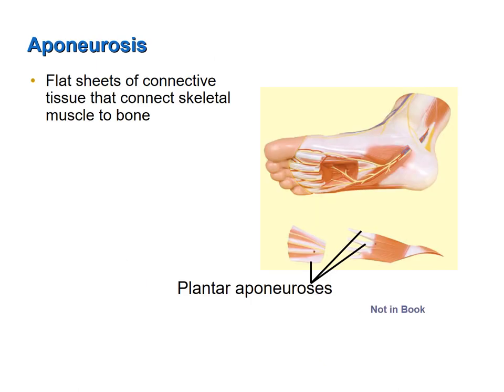In certain parts of the body, the epimysium forms flat sheets of connective tissue that attach muscles to bones rather than cords. And we call these structures aponeuroses. They have the same function and they are made of the same material as tendons. They are simply flat sheets rather than cords.